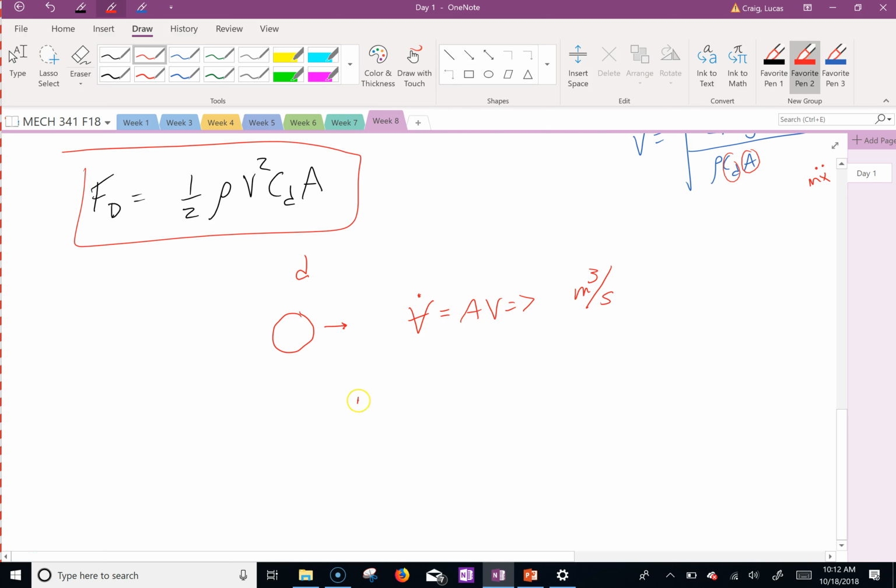Okay, and then how do you find mass flow rate? It's just rho times V dot. So we have this cannonball moving in air, and say in 1 second it moves so far, but it's got to move that whole amount of volume of air out, and then it gets replaced in the back end. Mass flow rate is density times the volumetric flow rate.